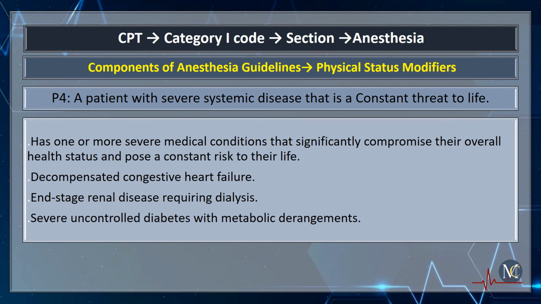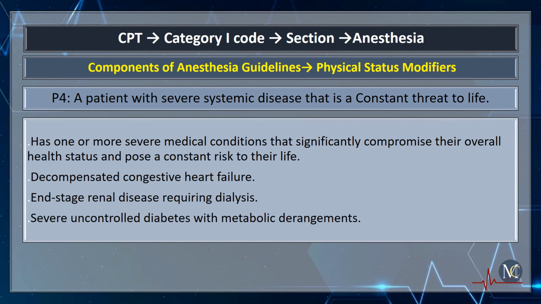Modifier P4. In the context of anesthesia physical status modifiers, it indicates that the patient has severe systemic disease that is a constant threat to life. This designation signifies that the patient has one or more severe medical conditions that significantly compromise their overall health status and pose a constant risk to their life. Patients classified as P4 may have conditions such as decompensated congestive heart failure, end-stage renal disease requiring dialysis, severe uncontrolled diabetes with metabolic derangement, and other life-threatening systemic diseases that require careful assessment, monitoring, and management during anesthesia.